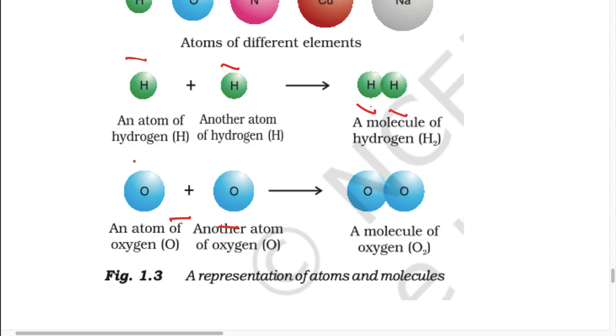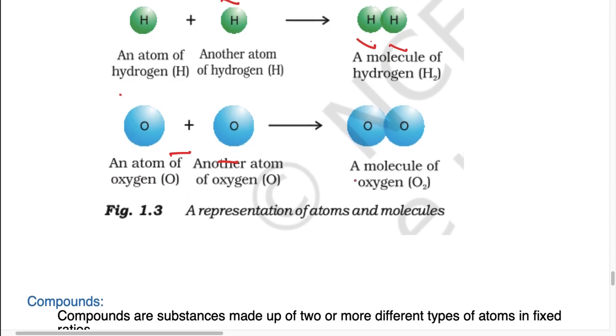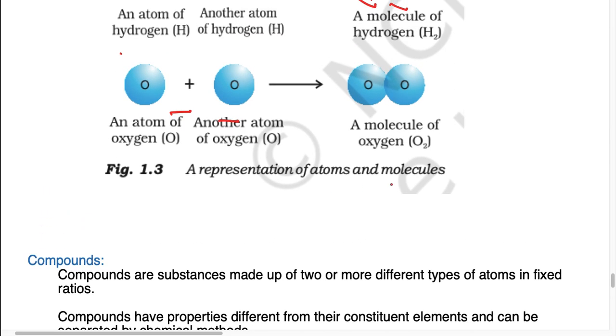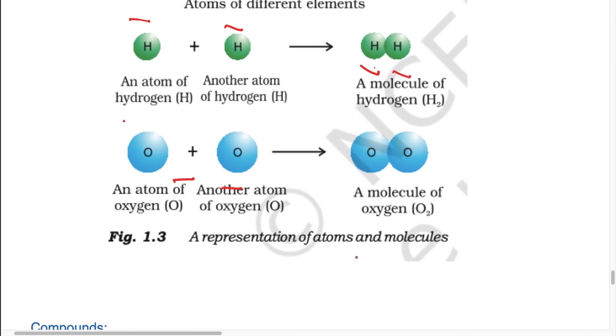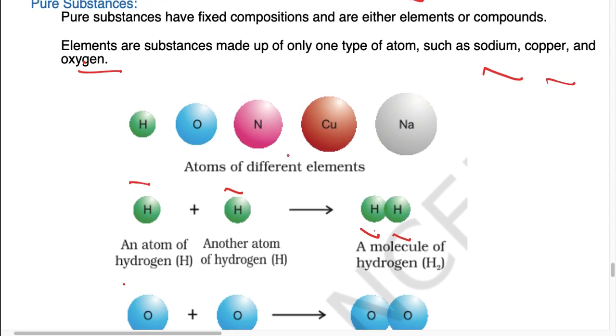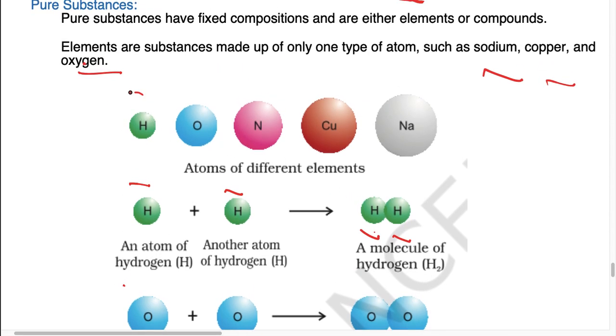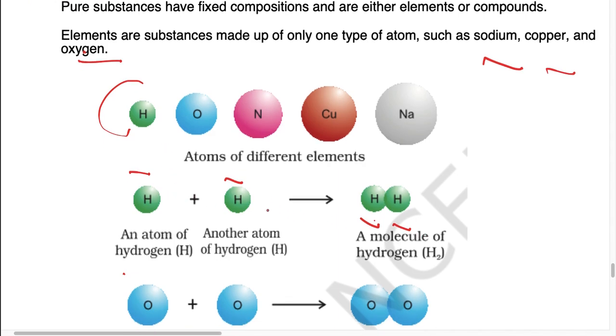If we have one atom, then we have a single atom, and this is a molecule of oxygen. So this picture is a representation of atoms and molecules. We can say that if this is the atom, and if we combine two atoms of hydrogen, it will form one molecule of hydrogen.